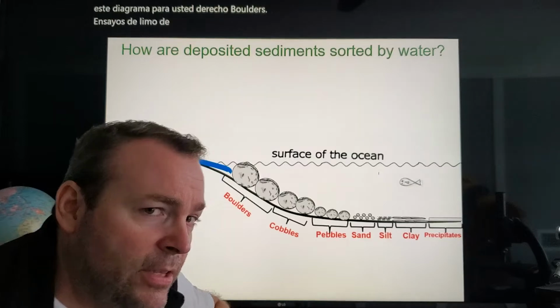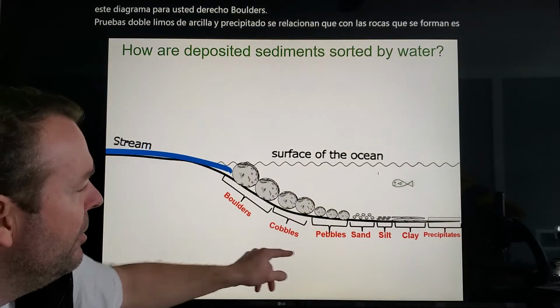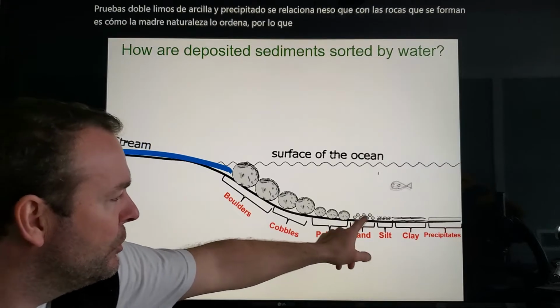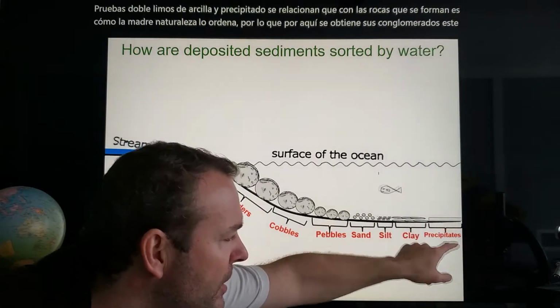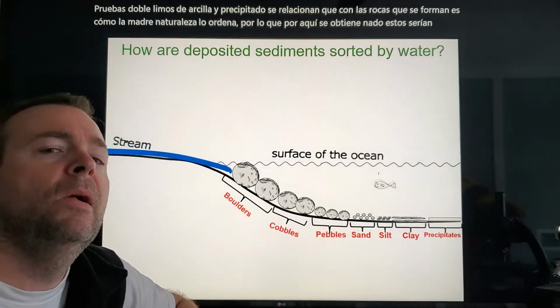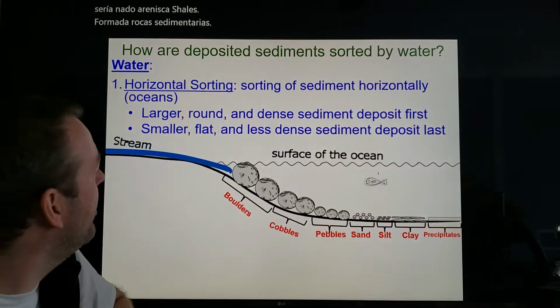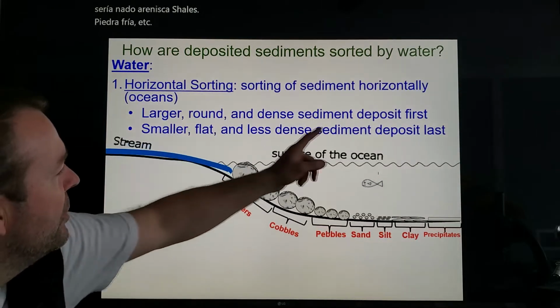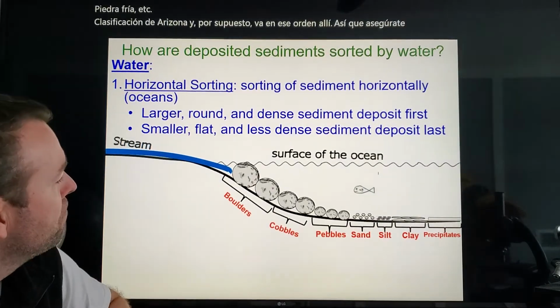And if you relate that to the rocks that have formed, this is how Mother Nature sorts them out. So over here you get your conglomerates. This would be your sandstones, siltstones, shales, and these would be your chemically formed sedimentary rocks, right? Your chemical limestone, dolostone, etc. All right, it's called horizontal sorting, and of course it goes in that order there. So make sure you get this into your notes.